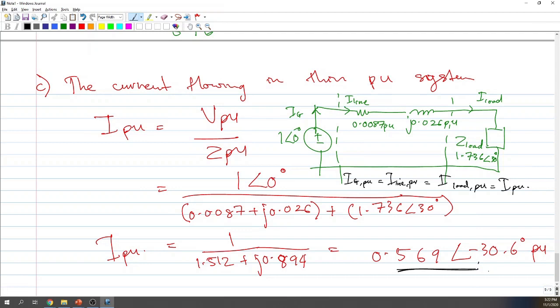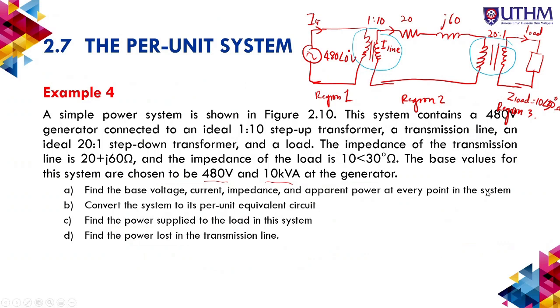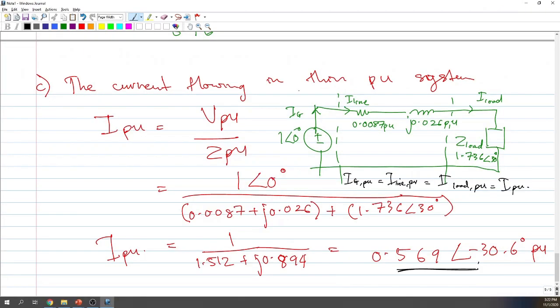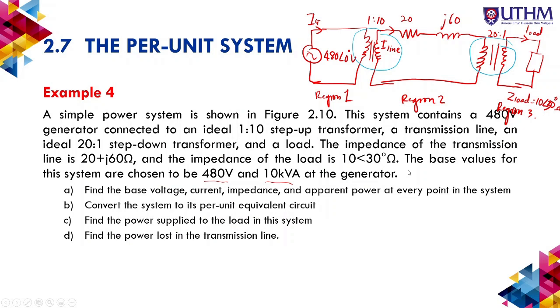Okay, and then dia tanya pasal current kan. So itulah jawapan dia. The current flow in PU system lah. So ni current yang flow dekat PU system, okay, in this PU system kan. So and then D dia kata kat sini adalah power supply.